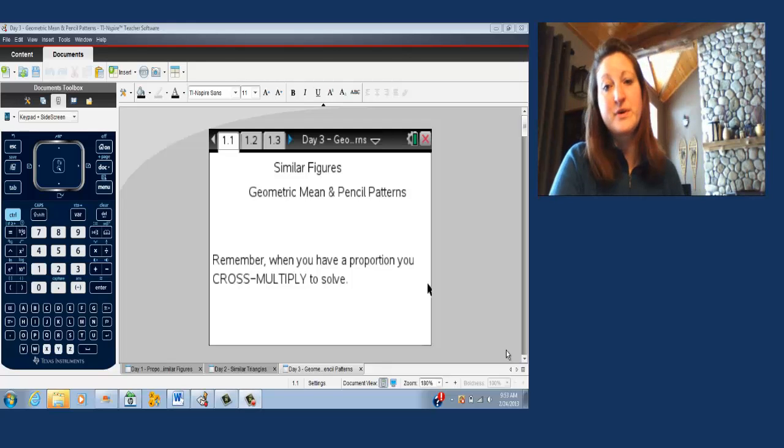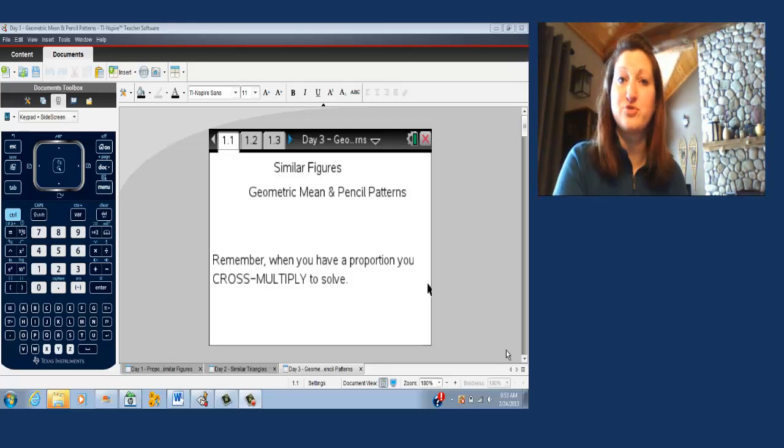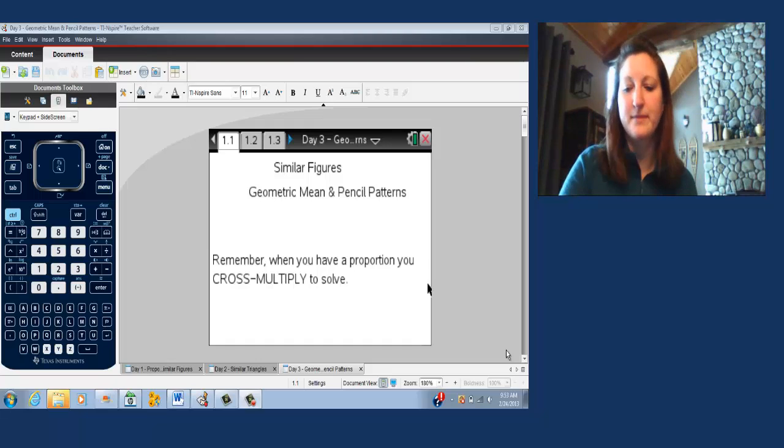Hi, for day 3, what we're going to do is take a look at geometric mean when you have similar triangles, and then I'm going to show you what I consider to be a trick for this, which is what I call pencil patterns. But just again to refresh your memory, this whole chapter kind of revolves around proportions, and to solve a proportion you cross multiply.